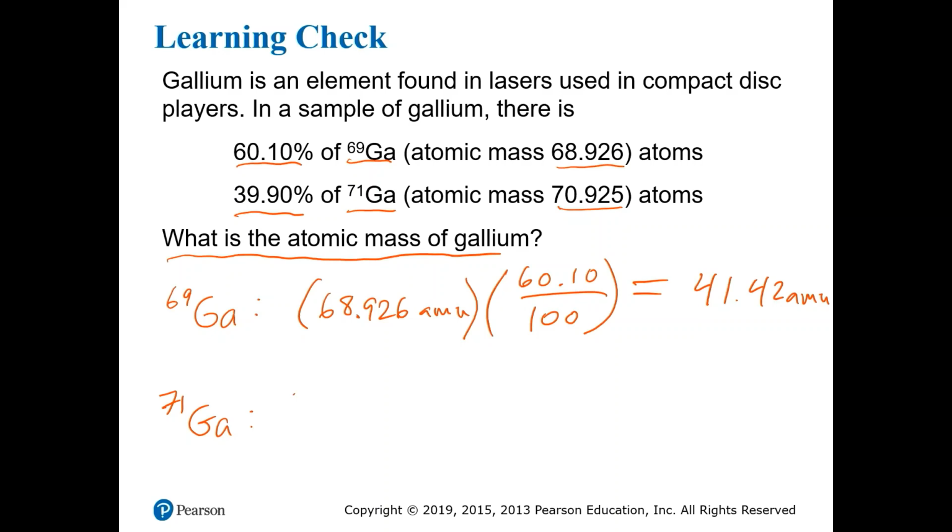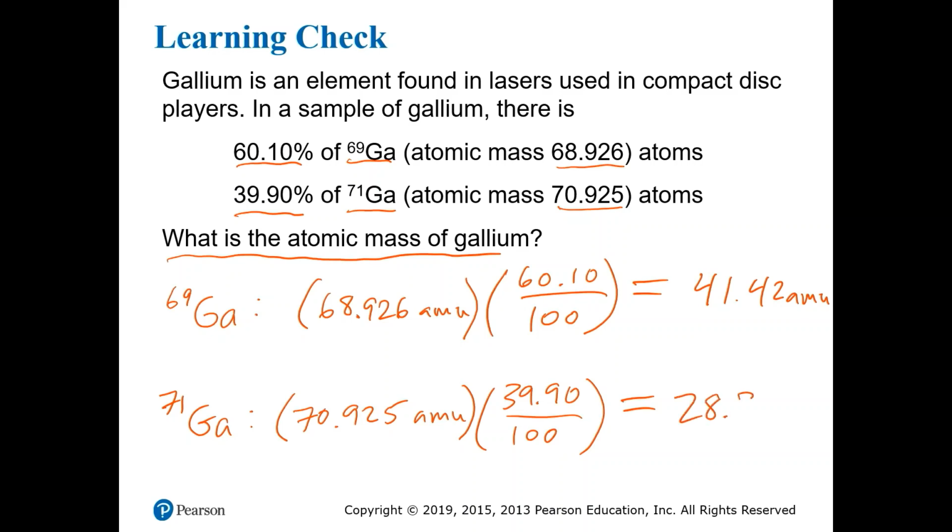For gallium-71, we have an atomic mass of 70.925 AMU, and the fractional abundance is going to be 39.90 out of 100. Okay, always put your percentages out of 100. And this is going to be equal to 28.30 AMU. Okay, these have the number of significant figures that they have because of the abundances here. Okay, so there are 5 significant figures in each of the masses, but only 4 for each of the abundances. And so our answer is only going to have 4 significant figures for each component.